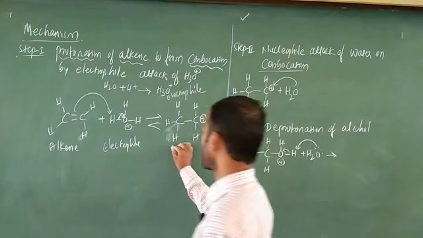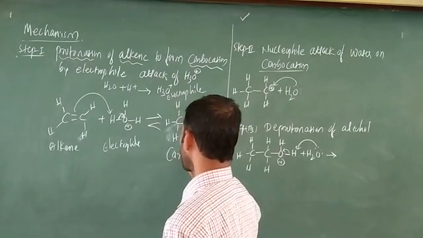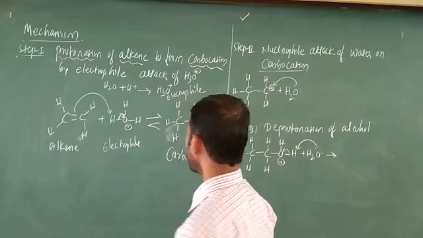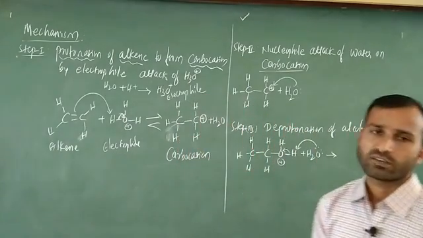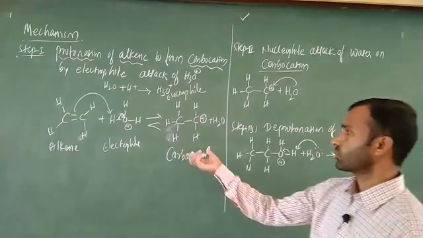What is the name of this one? Carbocation. Positive charge is there, no? Cation is positive charge; if anion, it is negative charge. This is step 1.